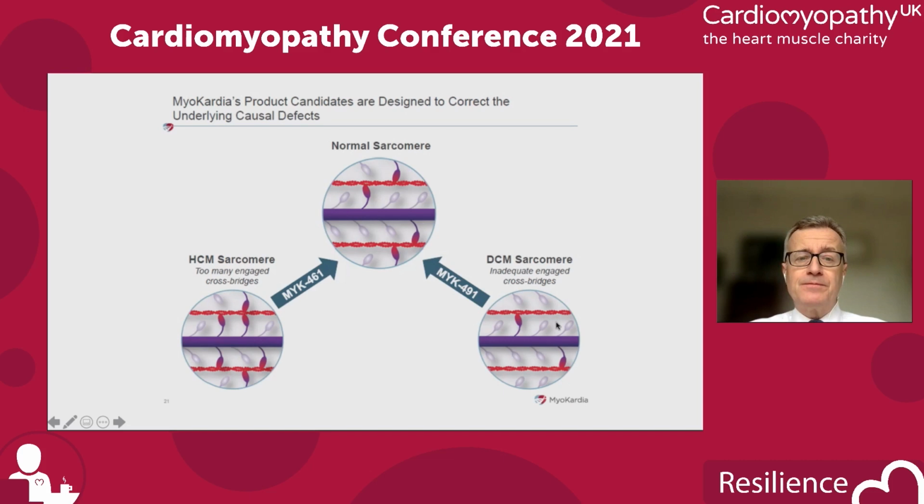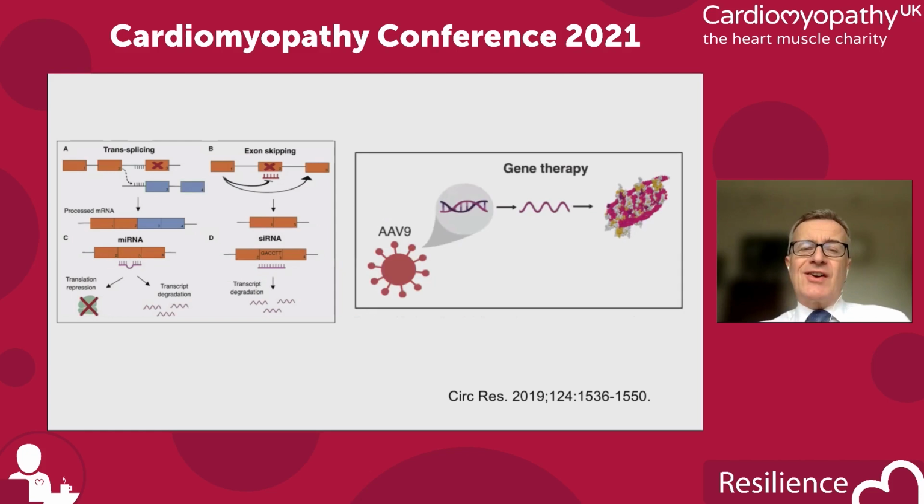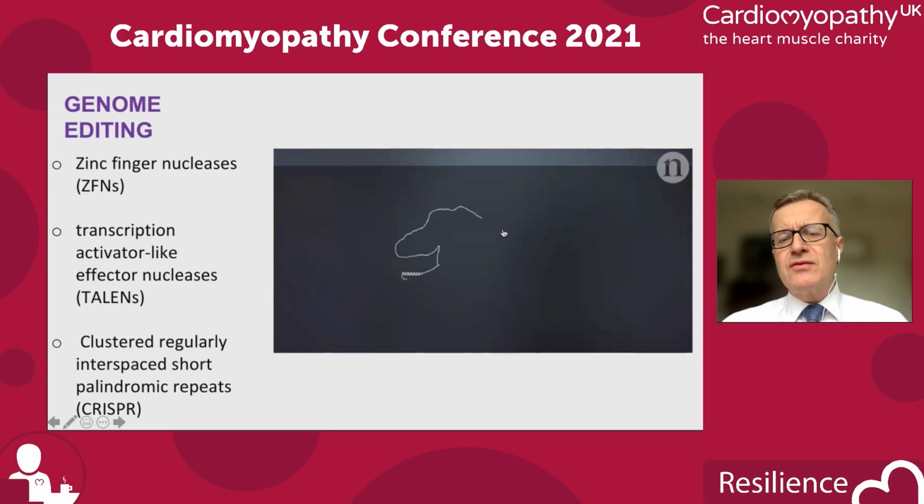And I mentioned this point earlier about trying to correct the underlying genetic abnormality. I've referred to what are called RNA technologies, where we can turn genes off or prevent them from being expressed, but we may also be able to get a replacement gene, if you like, into cells by introducing it using viruses that carry the gene into the cell. And there's also this idea of gene editing. You may have seen this. This was, until quite recently, science fiction.